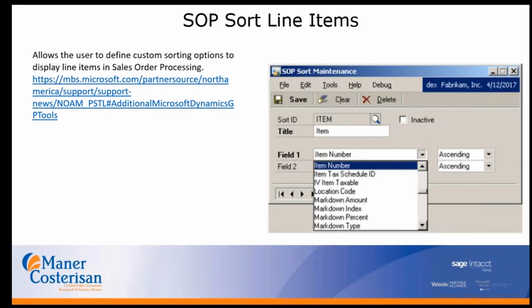The SOP sort line items. If you wanted to sort the line items on your sales invoices in a different way, because it defaults usually to your item numbers, you can have that installed on your system also, which comes from Microsoft. So instead of by the item, you can sort it by your item tax schedule ID or location, or whichever option you want to choose.